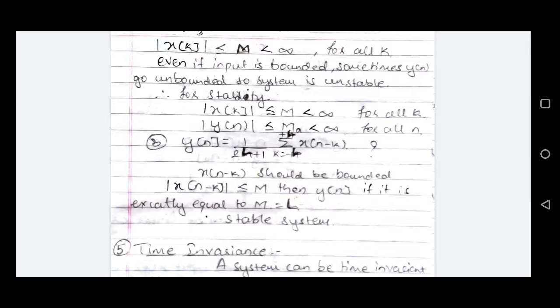Let us consider one more example. y of n equals 1 divided by 2l plus 1 summation k from minus l to plus l of x of n minus k. x of n minus k should be bounded, meaning it should satisfy the condition modulus value of x of n minus k should be less than or equal to some finite value m. Then y of n, if it is exactly equal to m, will also have a finite value. Then the system is a stable system.